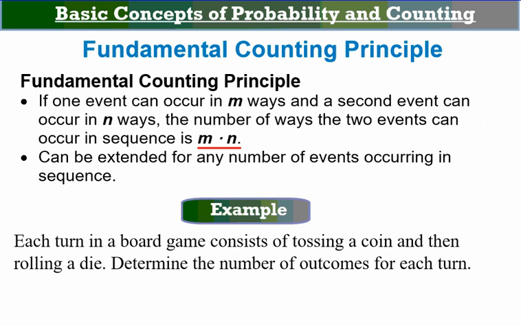So the fundamental counting principle can be used if one event can occur in m ways, a second event can occur in n ways, then the number of ways in which the 2 events can occur back to back would be m times n. You could extend this for any number of events, so it doesn't have to be 2. You could do this for 3 or 4. You just keep multiplying down the line.